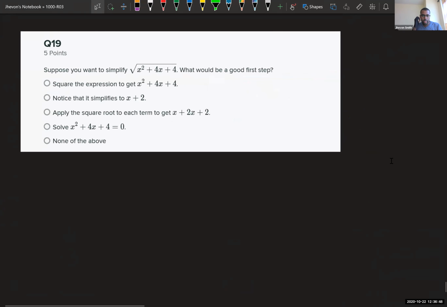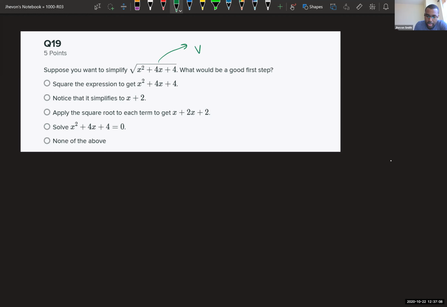Suppose I want to simplify this. What is a good first step? Just square the expression to get that? No, you can't just randomly square something. That doesn't work. Notice that it simplifies to x plus 2? It actually does not. It simplifies to the absolute value of x plus 2.